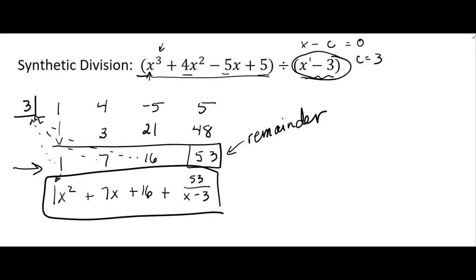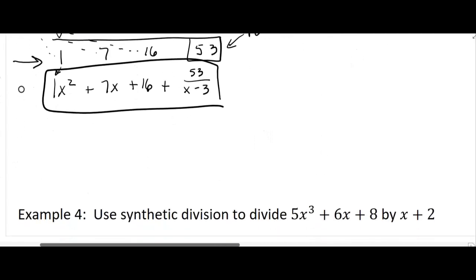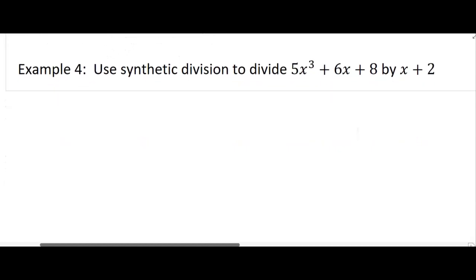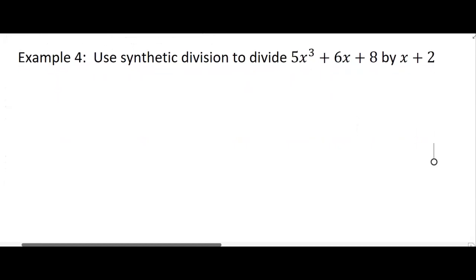Okay, so it's a little bit of a trick. Once you get the hang of it, you do about 3 or 4 of these and you're going to be like, oh, these are easy, which is great because we use synthetic division for a bunch of stuff. Okay, so here's another example. So it says use synthetic division. You have x plus 2. Now remember, it has to be x minus c. So in this case, c is -2. Put the c in the box.